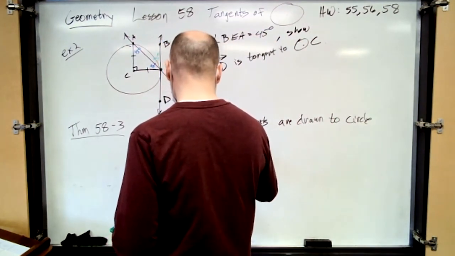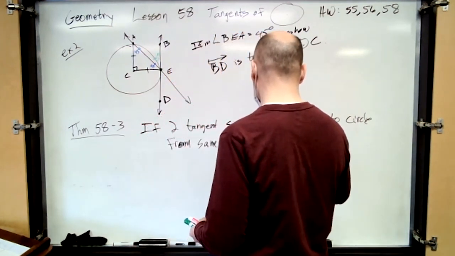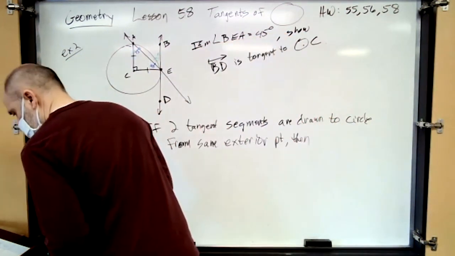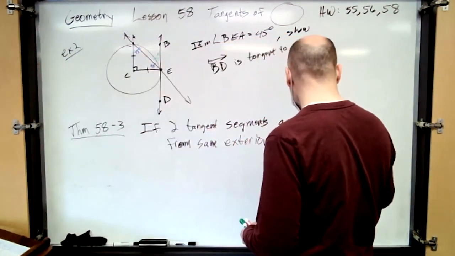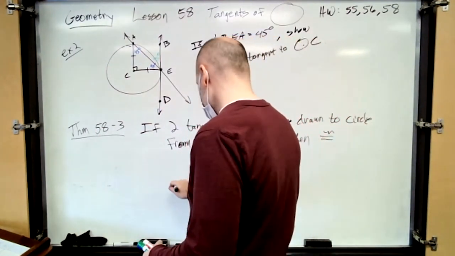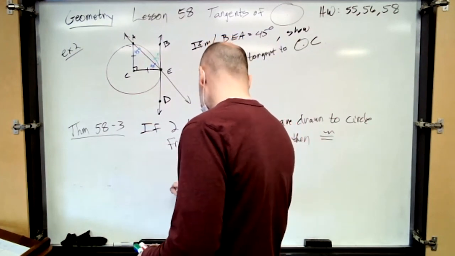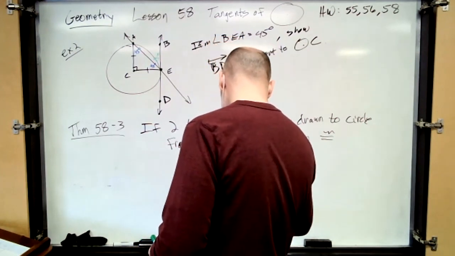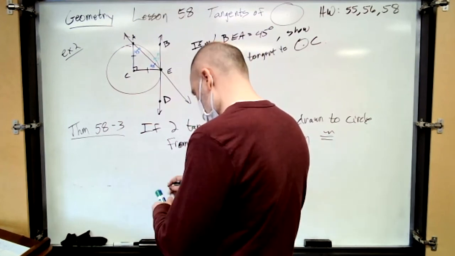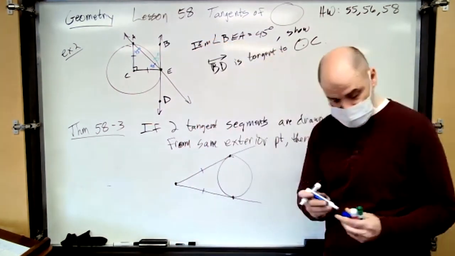same exterior point, so outside of the circle, then they have the same length. They are congruent. So here's the circle. Here's an exterior point. If I draw a tangent line from there, the tangent segment from there, we can say that according to theorem 58.3, these are the same.